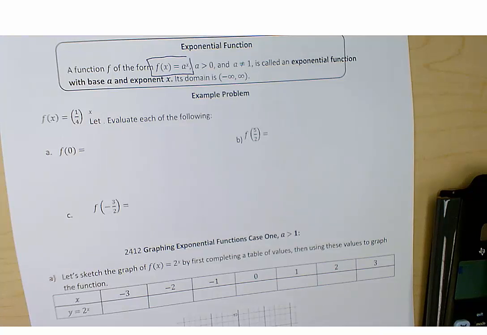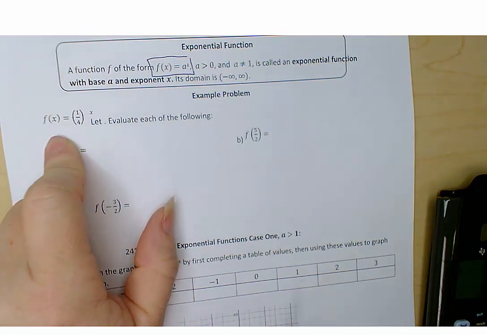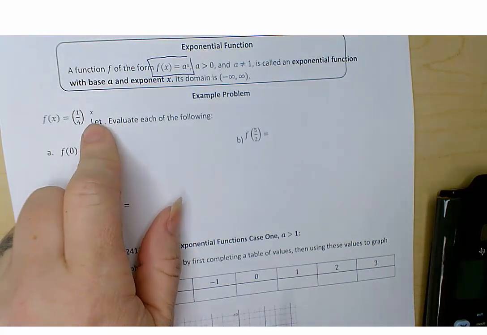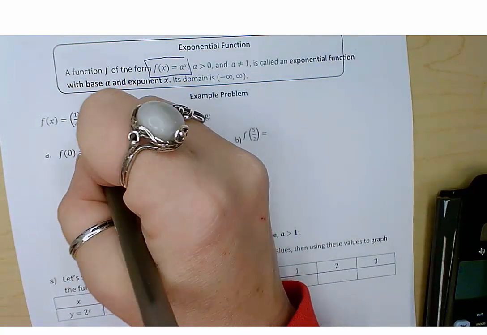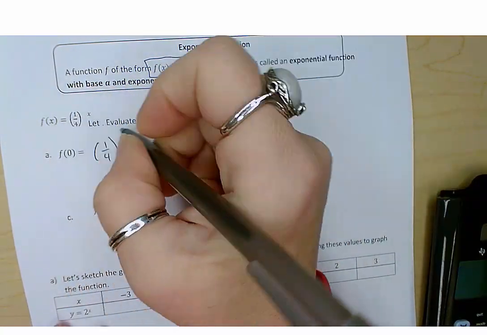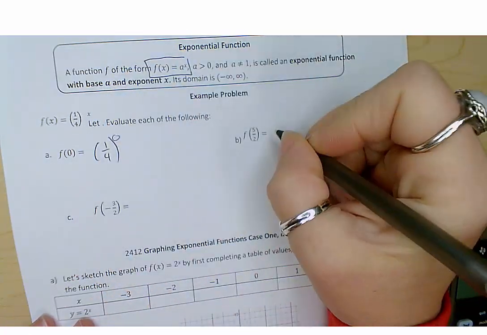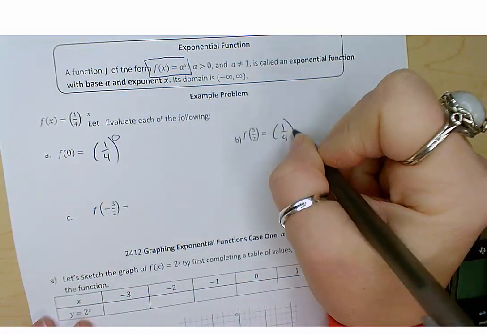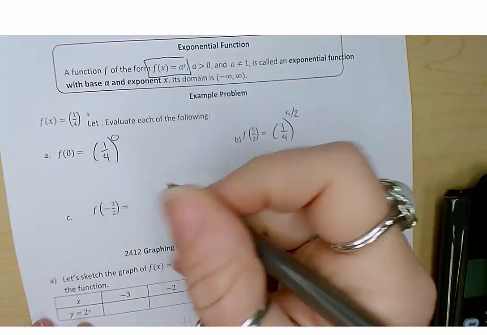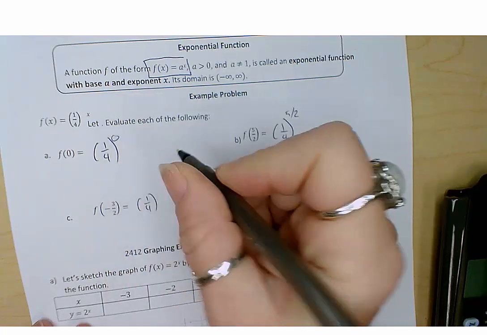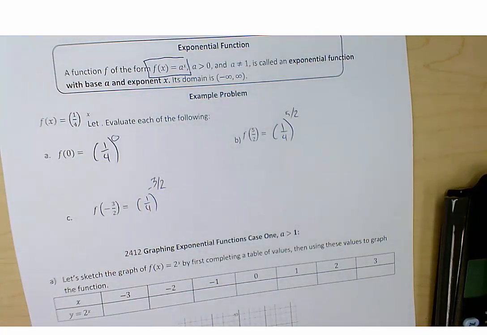So real quickly, just to make sure that we do remember how to work with exponents and things of that nature. Our first three examples here, we are told that f of x is equal to 1/4 raised to the power of x. Evaluate each of the following. So for a, we're doing 1/4 raised to the 0. Then we're going to be doing 1/4 raised to the 5/2 over here. And then f of negative 3/2, so we're going to take that 1/4 and raise it to a negative 3/2 there.